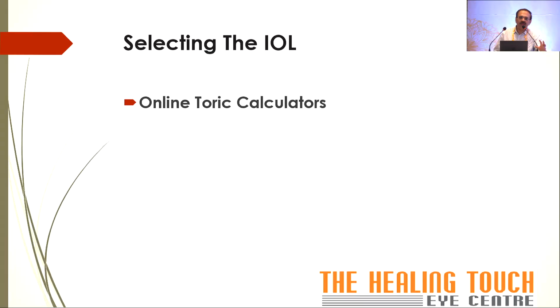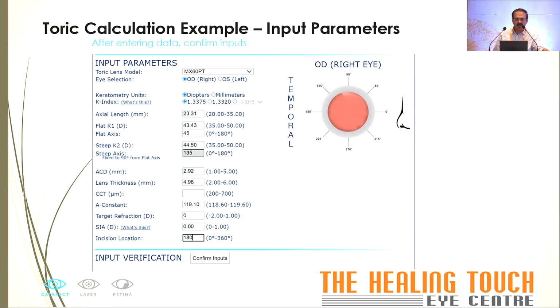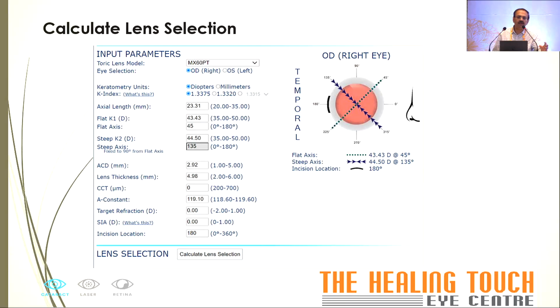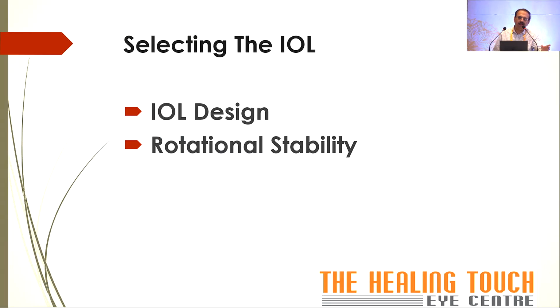So after you have done the right calculations, it is to select the right IOL calculator, feed in the data in the calculators, and see what astigmatism correction your calculator says and where to place the lens. After having calculated all the things, you need to understand the right IOL design and which IOL has the proper rotational stability.